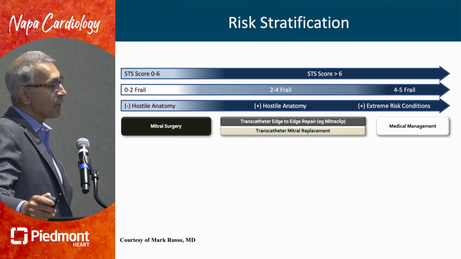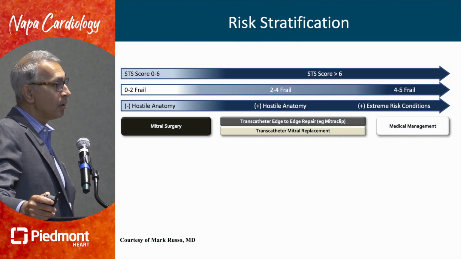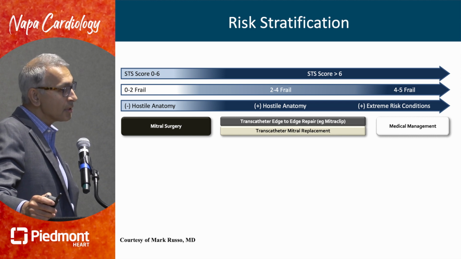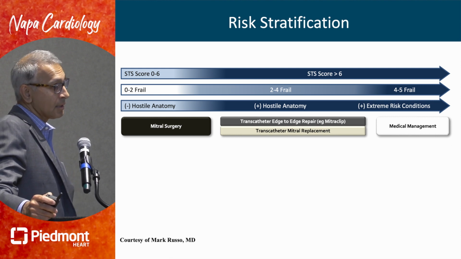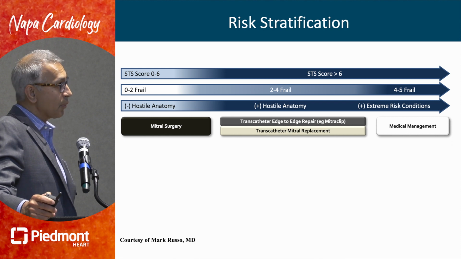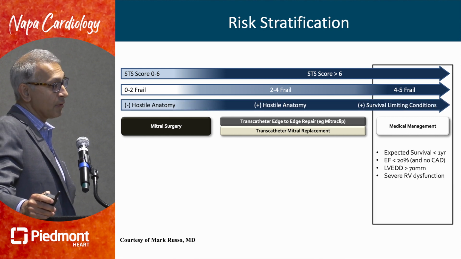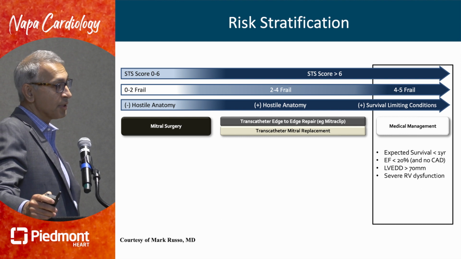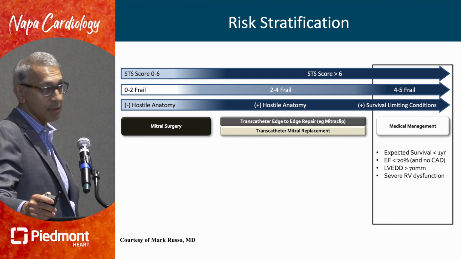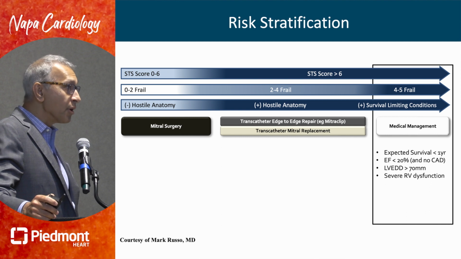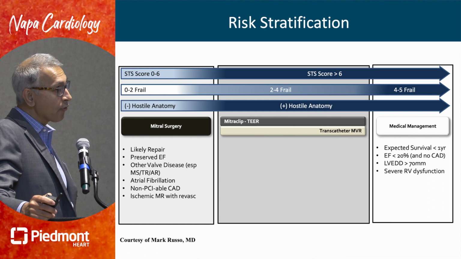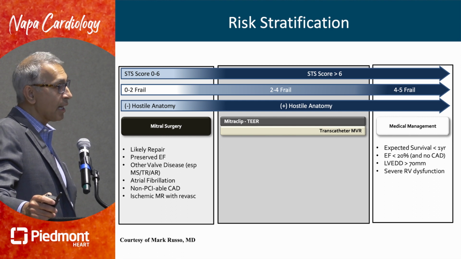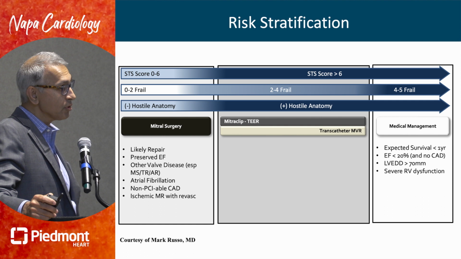If we talk about risk stratification, there's an STS score that we all look at. There are obviously some issues with the STS score, but it's something that we start with. We also look at frailty, and at hostile or non-hostile anatomy. For instance, a patient who has an expected survival of less than 1 year, an EF of less than 20%, a large LV and a bad RV really should have medical therapy. On the other end, if you have a really low STS score, low frailty, and not very hostile anatomy, then you're thinking more about surgery for that patient.